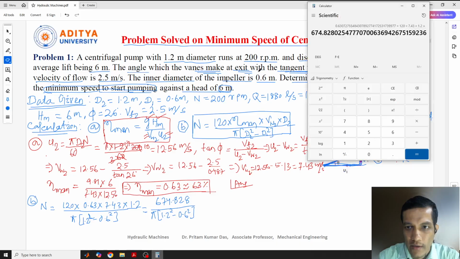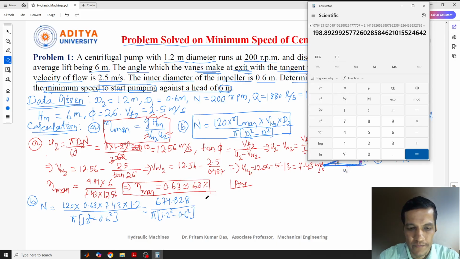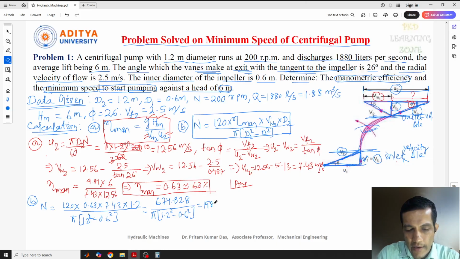So I'll do one thing here itself, I'll try to divide: bracket start, 1.2 square minus 0.6 square, bracket close. So this is 624.84, and divided by pi, we get 198.89. Okay, so this is the value. So near about 199 we got here.